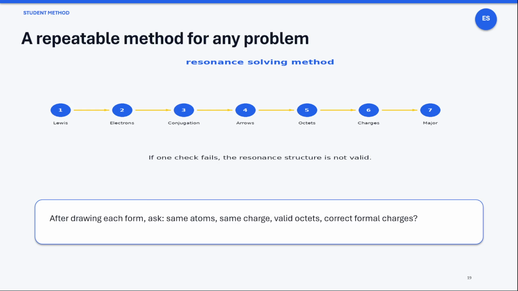Step 5. Check octets. Step 6. Check formal charges. Step 7. Decide which contributor is major. After drawing each form, ask, are the atoms the same? Is the total charge the same? Are the octets valid? Are the formal charges correct? If one of those checks fails, the resonance structure is not valid.